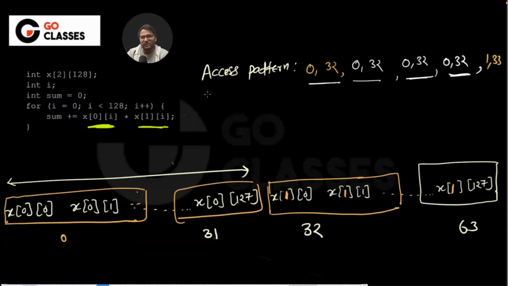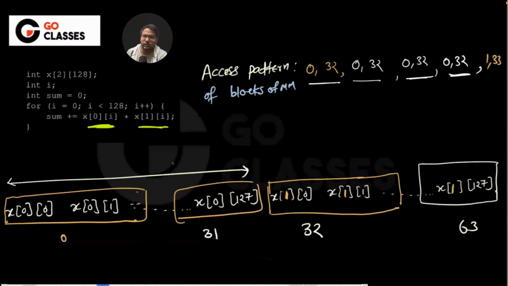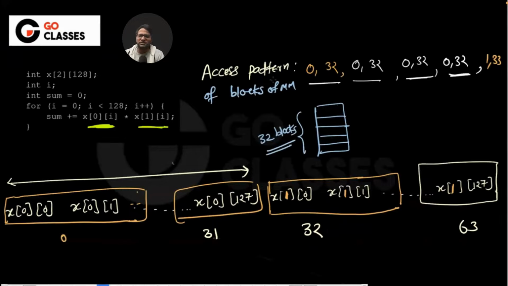This is the access pattern of blocks, I mean, that's how you are accessing the blocks of main memory. What is the size of the cache? The size of the cache given to us is 2 power 5 blocks, 32 blocks. So they are saying that you have 32 blocks in the cache. Till now we have just seen the access pattern, how you are accessing and which block you are accessing, and then how the array looks.